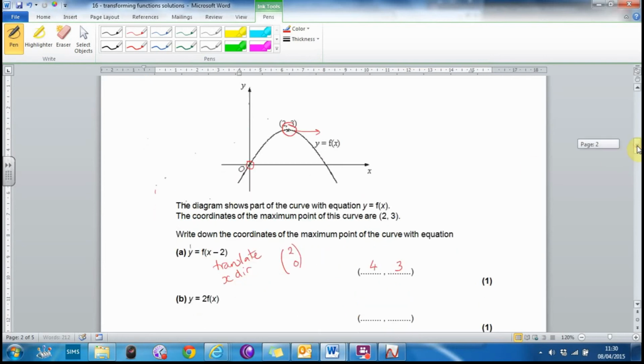Now the second question, 2f of x, so it's a multiply, which means it's a stretch, and it's outside the brackets, which means it's in the y direction. Now, how far does it get stretched? Well, it's basically going to be doubled. Everything's going to get doubled, but not the points on the axis. These stay exactly where they are, so the x-coordinate isn't going to be changed because we're stretching it in the y direction. So the 3 is going to be doubled to become a 6.